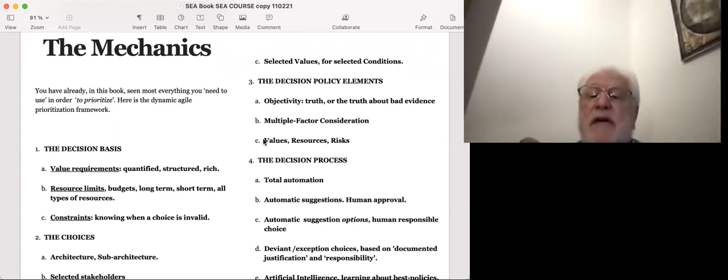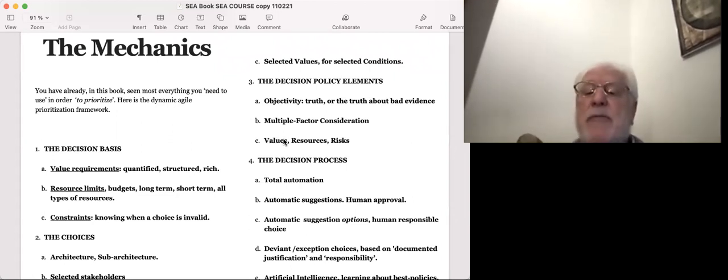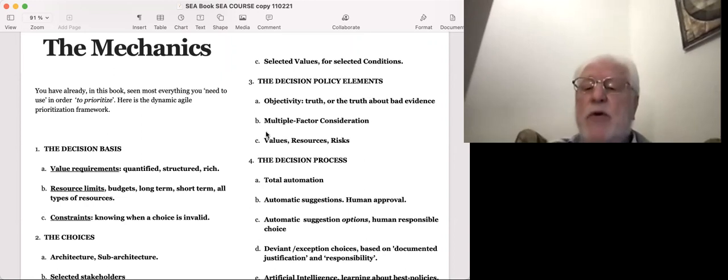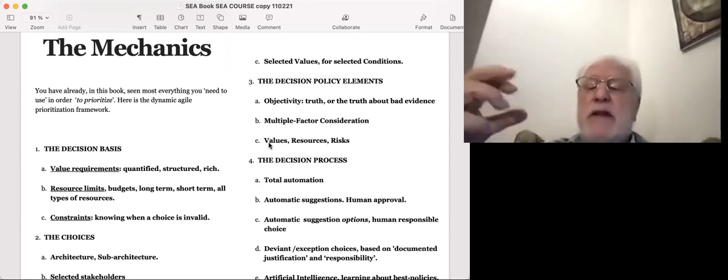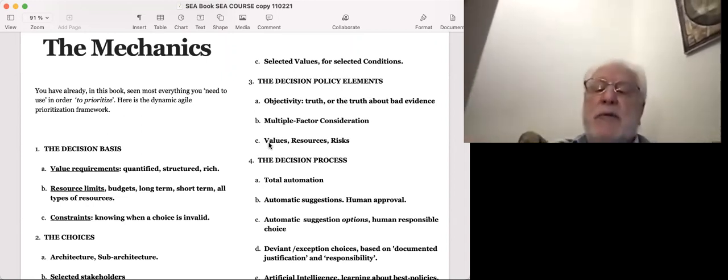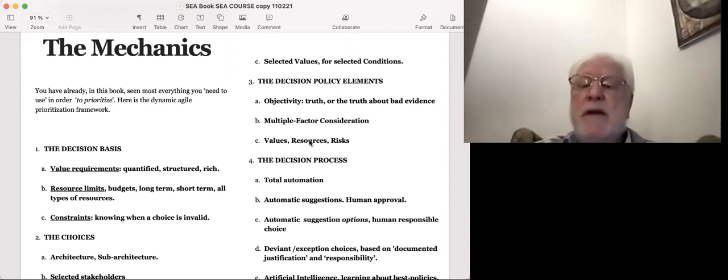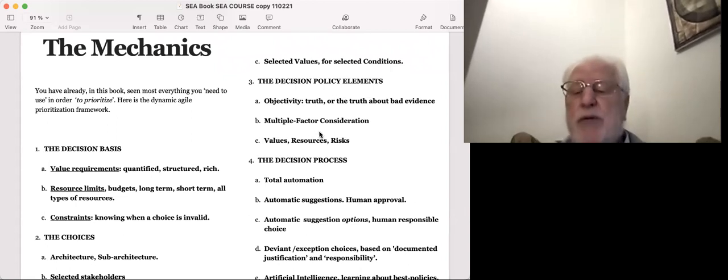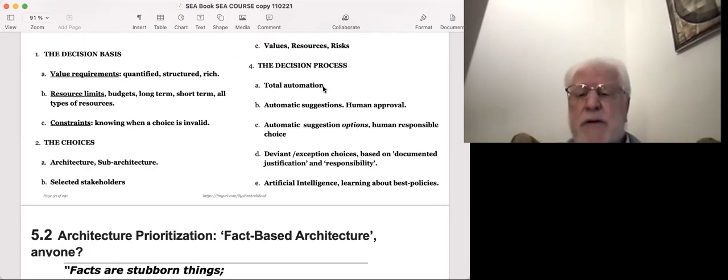Okay, so the values are the primary consideration. Values are, in my opinion, the major reason for all projects and therefore all enterprise architecture efforts. But the resources are pretty important. The little automation, which, as far as I'm concerned, should be the norm. It's fairly simple. We'll see how to do it.